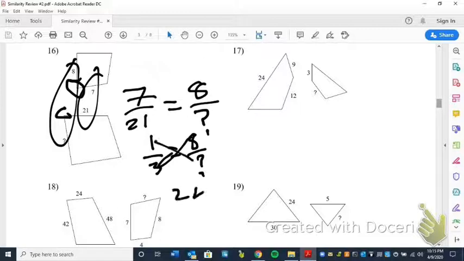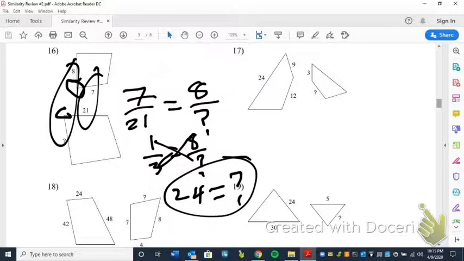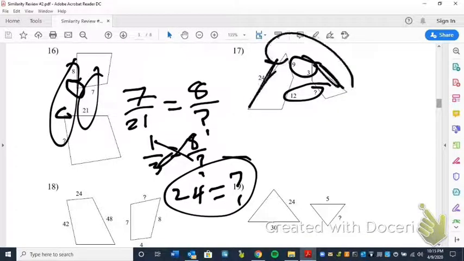Cross multiply there, and I get 24 equals question mark. See? 17. Again, I want to match up the right ones. So I have to flip the 9 and the 3. So the 9 and the 3 match up, which means the 12 and the question mark match up.